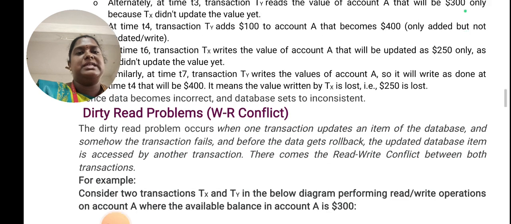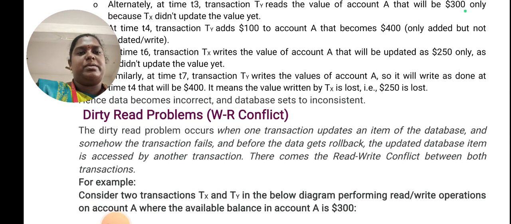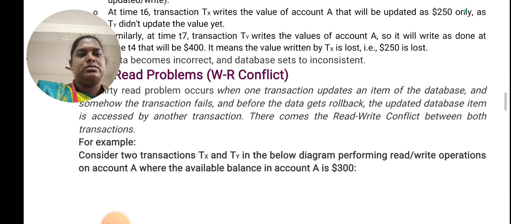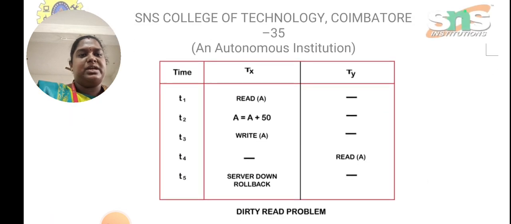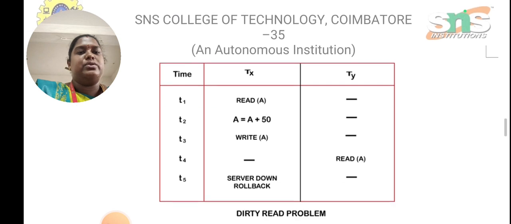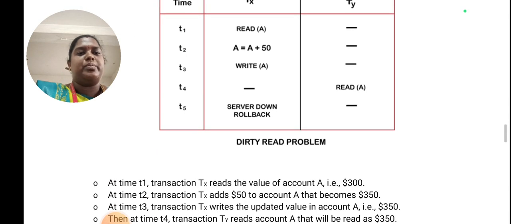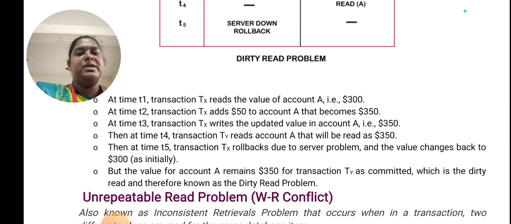And then another problem is the dirty read problem. Dirty read problem occurs when one transaction updates an item of a database and somehow the transaction fails, and before the data gets rolled back, the updated database item is accessed by another transaction. There comes the read and write conflict between both transactions. Same example here. By this we are using a server down and then rollback operations in the dirty read problem.